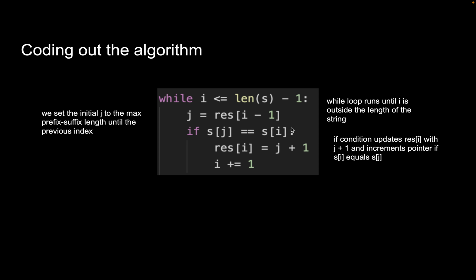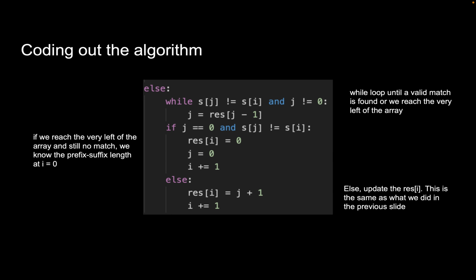So this is the simple case where, let's say, S of j is equal to S of I, which is the case where both of them match. Then we can increment the prefix suffix length. Remember it went from 4 to 5, right? So we set the prefix suffix array at index I to be j plus 1, and we can progress the I pointer forwards.